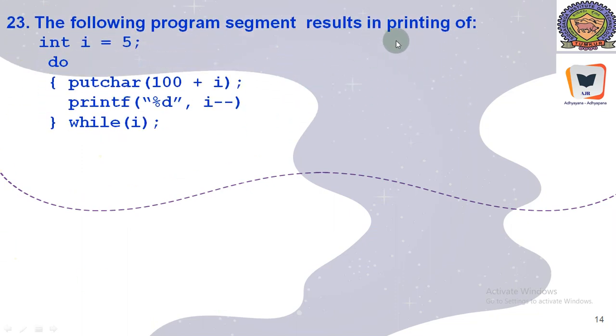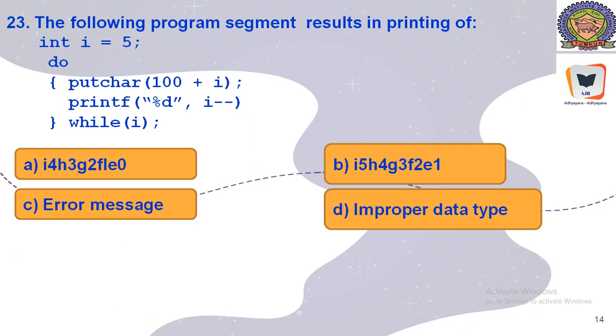23. The following program segment results in printing of int I equal to 5, do, putchar 100 plus I, that is 105. Printf percentage d, I minus minus. I minus minus means 5, because I minus minus is I equal to I minus 1. I is set to 5. Therefore, what compiler gets is 5. So, therefore, 100 plus I, putchar 105. So, 105 as an integer value should be placed as a character. Its equivalent value is I only. Okay. 105, the ASCII value 105 connotes i.